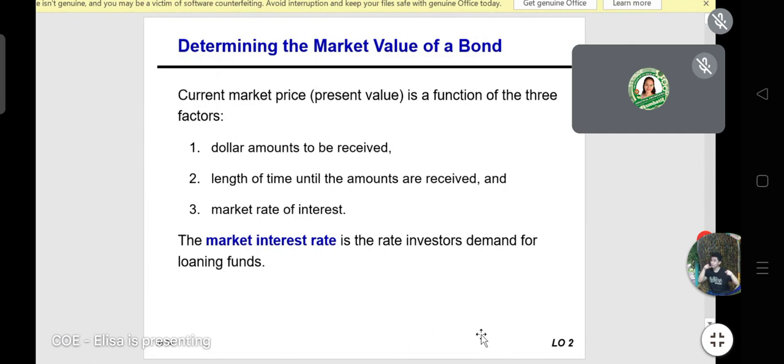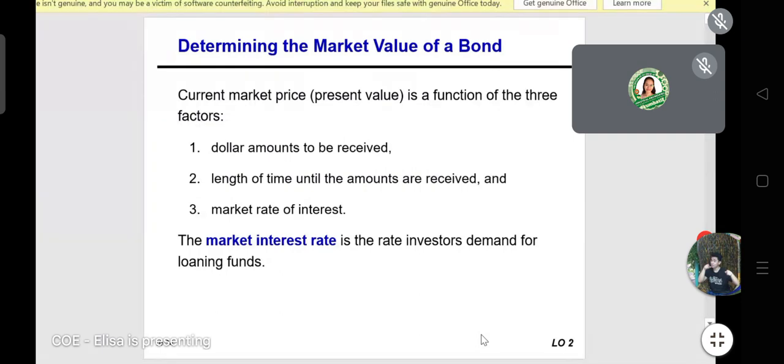And then the length of time until the amounts are received. Like for example, ang maturity is 10 years. Ka-issue pa lang. So you have 10 years to wait. And then you have to factor in that amount to compute what's the present value of that equivalent bond. So there's a lot of computation there.